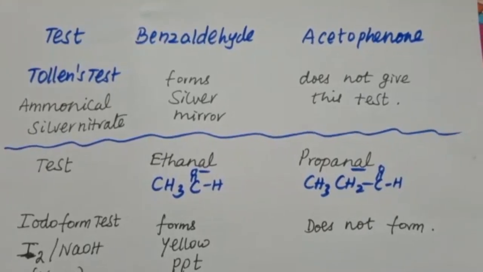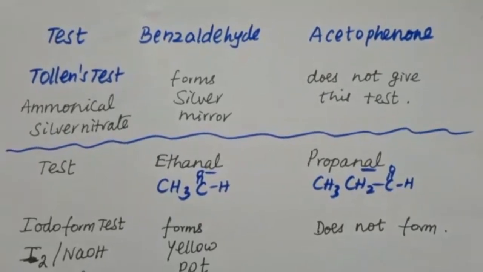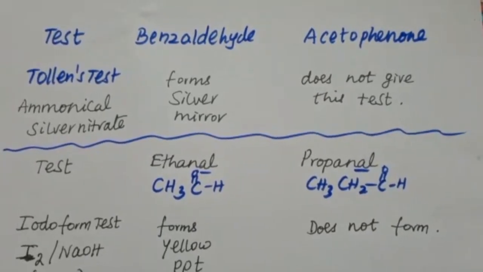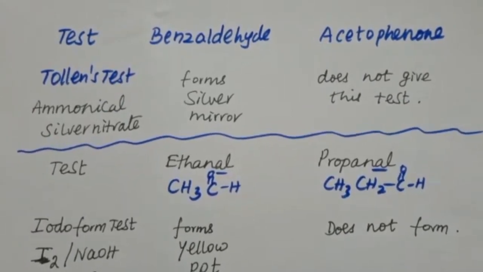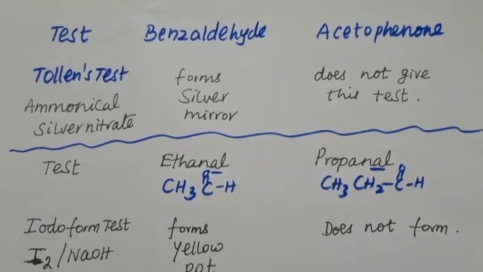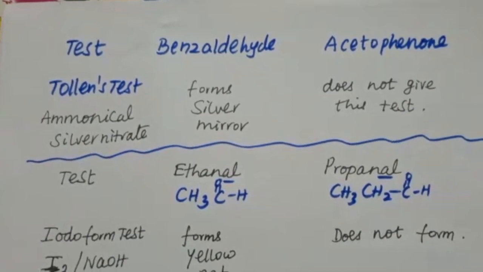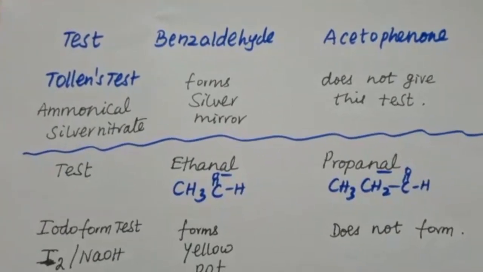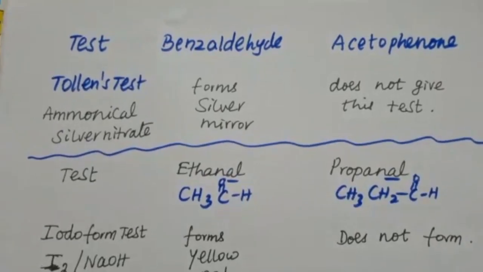Next question, distinguish between benzaldehyde and acetophenone. Here benzaldehyde is an aldehyde, but it is an aromatic aldehyde. So here we should be very careful. We have to choose only Tollens test. We should not go for Fehling's test, because benzaldehyde does not respond to Fehling's test, and acetophenone, which is a ketone, also does not respond to Fehling's test.